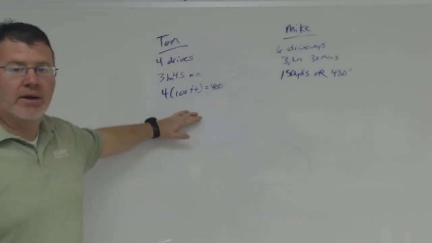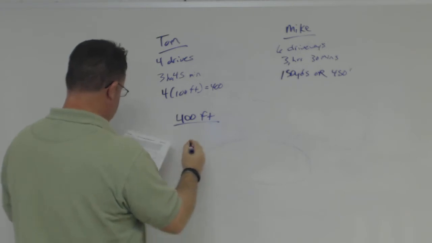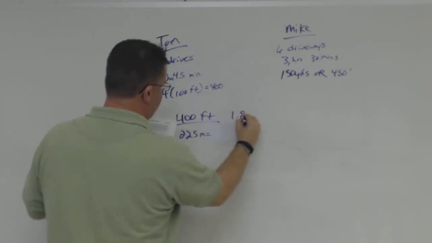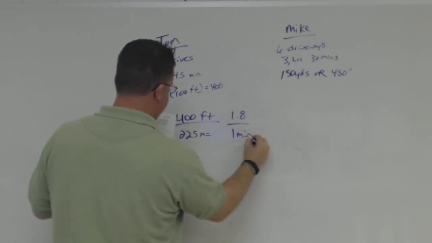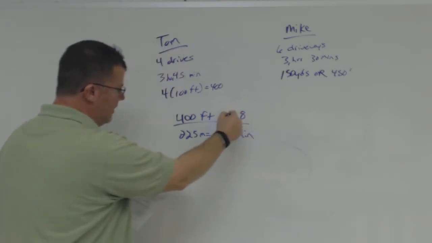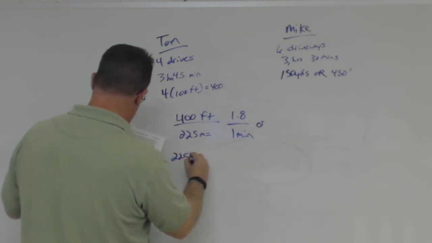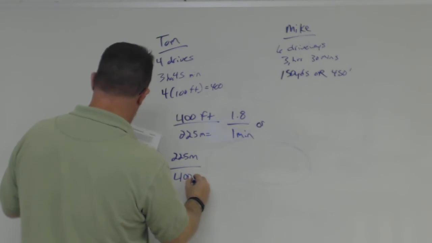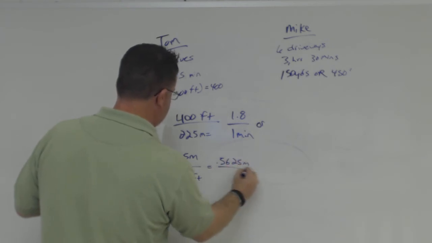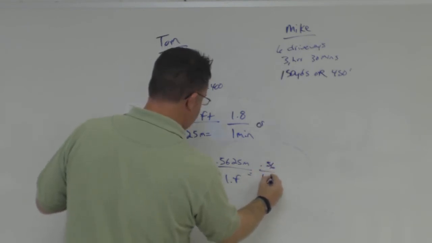So let's jump back over to Tom. Tom did 400 feet, and he did it in 225 minutes. Equals 1.8. And I took a step further. I mean, that's, you know, the answer. Or I did 225 minutes over 400 feet, equals 1.5625 minutes over 1 foot. Convert that to 0.56 for 1 foot.